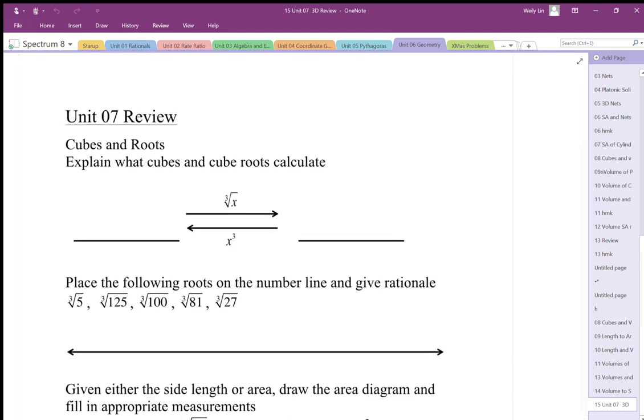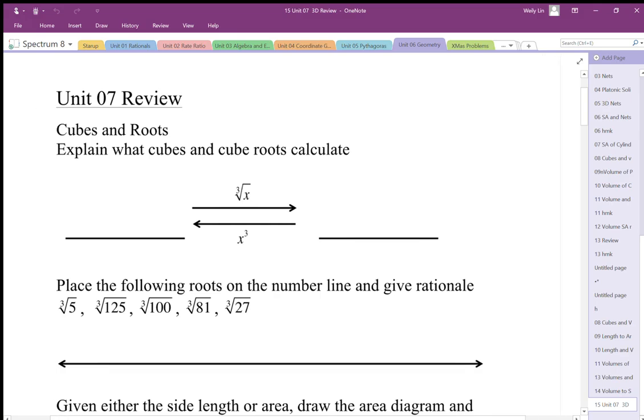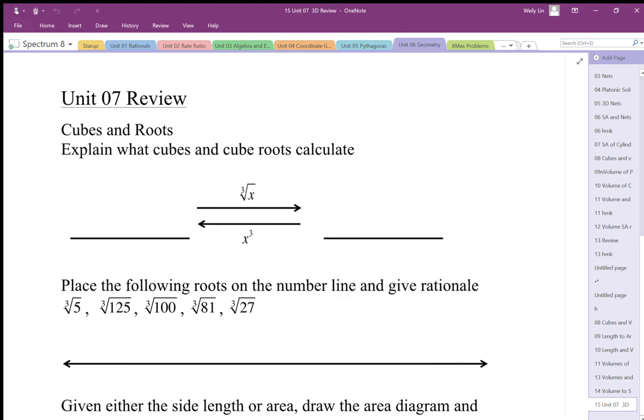Okay, so we're looking at the geometry review. We're going to start with cubes and cube roots. Just a reminder of how we should really frame cubes and cube roots. Cubing something, going to the left here, is taking a length and converting it to volume. Cube rooting is taking the volume and converting it into length.